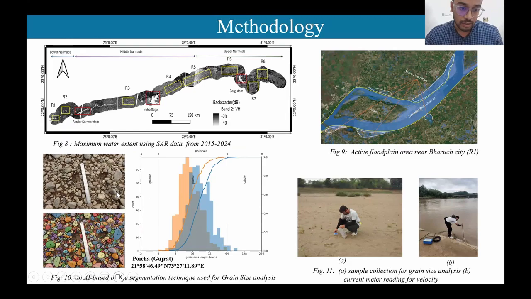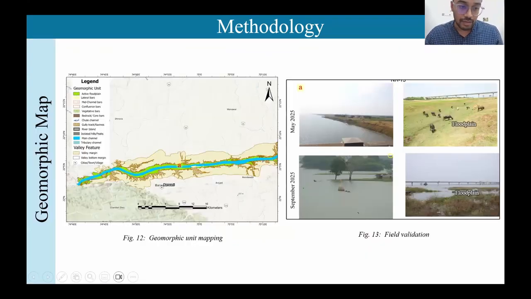And apart from this, I also measured the grain size. For the larger grain size, I used an AI-based segmentation method, and for the smaller size, I took samples from the field and analyzed them in the laboratory. I also measured the velocity of the river using a current meter instrument along the river. I have also made the geomorphic map using Google Earth and other software tools, and I identified the geomorphic units present along the river. I also validated those geomorphic units in the field.